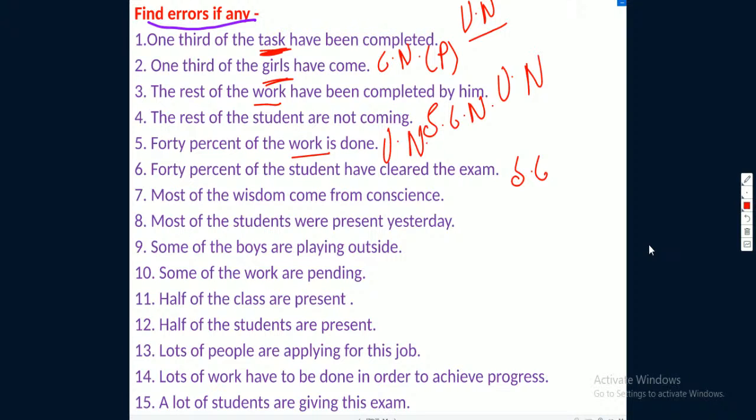Now let us see the sentence, right? Wait.